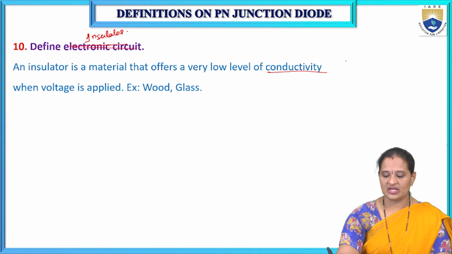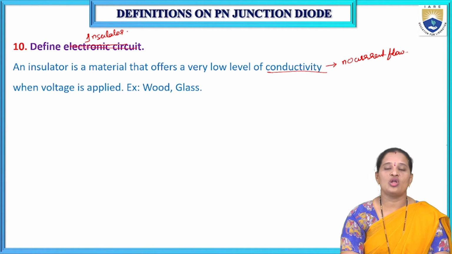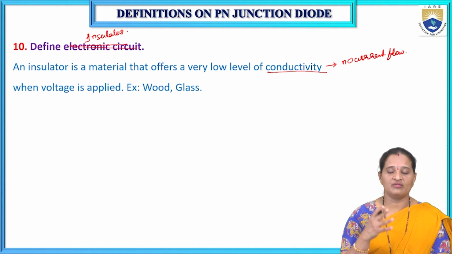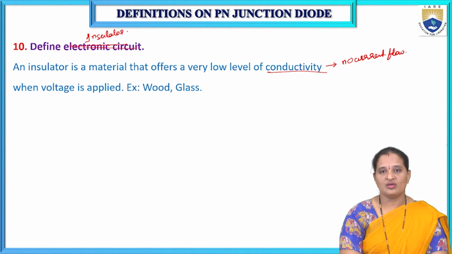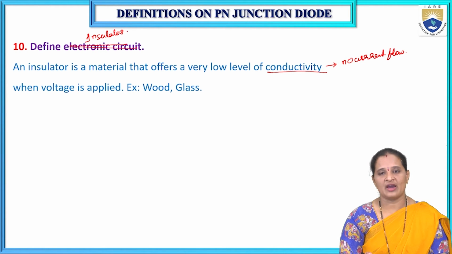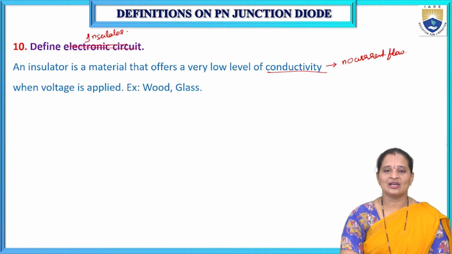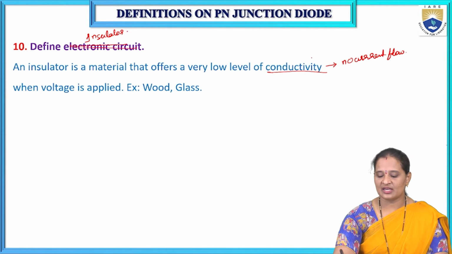As the conductivity is very low, there is no current flow through the insulating material. That is why we always use insulators wherever we need to provide insulation from the electric supply. That means wherever we need to avoid electric shocks, we use an insulator, because in an insulator there is no flow of current, as its conductivity is very low. Also, as the conductivity is very low, it has high resistivity.